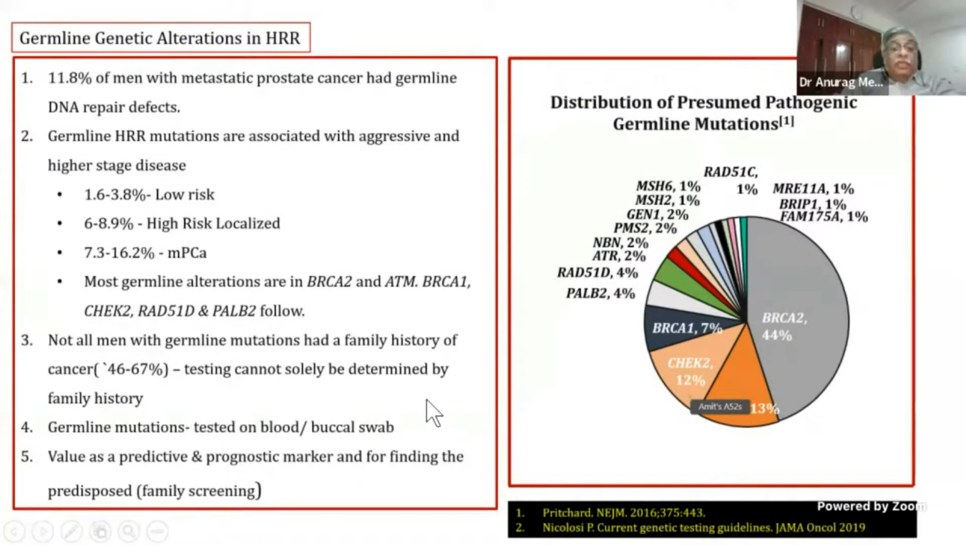And the germline mutations are tested on blood and buccal swabs. And these germline mutations have predictive value. That means they help us in deciding or choosing the therapeutic options. They also are prognostic markers because patients with germline HRR mutations have aggressive phenotypes. And it is also used for finding the predisposed in the kindred of the patient who had prostatic carcinoma. That means for the purpose of family screening.